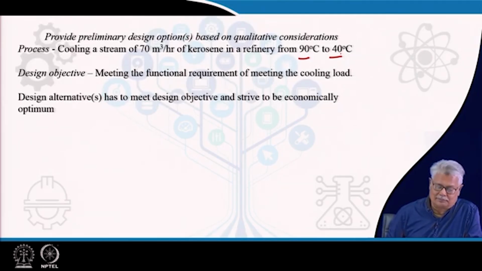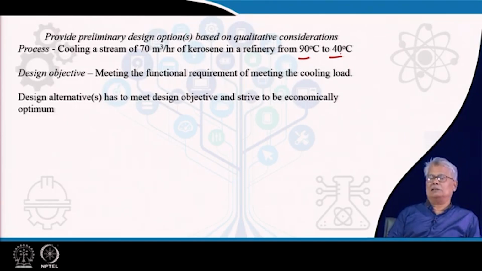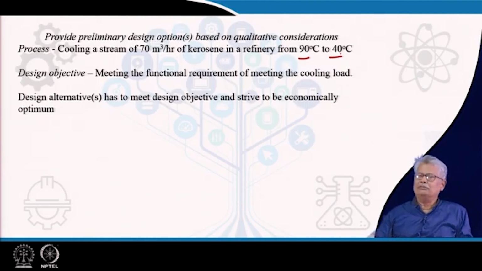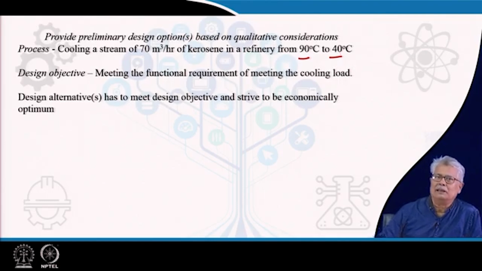Here if we look at the design problem, which is the way it is posed to us, normally most of the design problems are ill posed, they are usually incomplete. But here we have a design objective of meeting the functional requirement of meeting the cooling load. That means I know here 70 meter cube per hour is to be cooled from 90 to 40 degrees centigrade. Now we look at the different options of how this can be achieved.